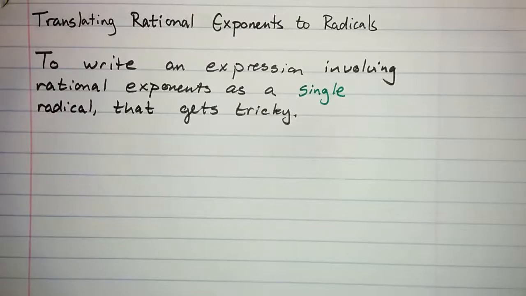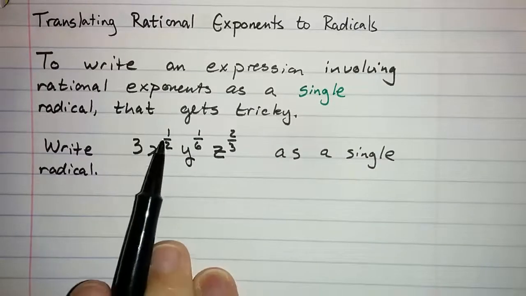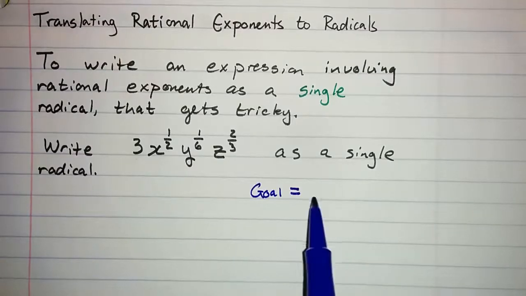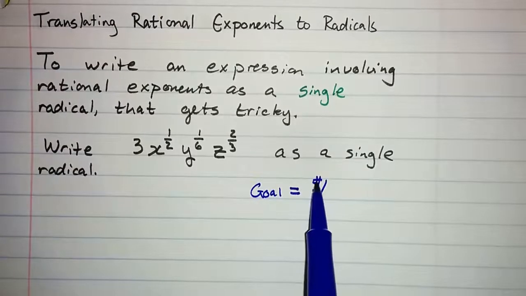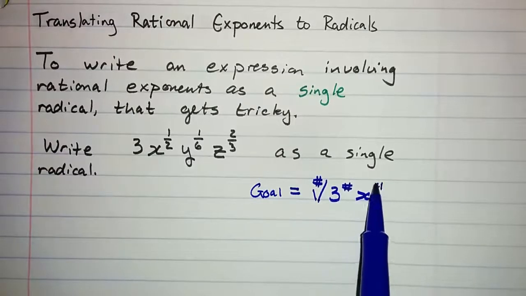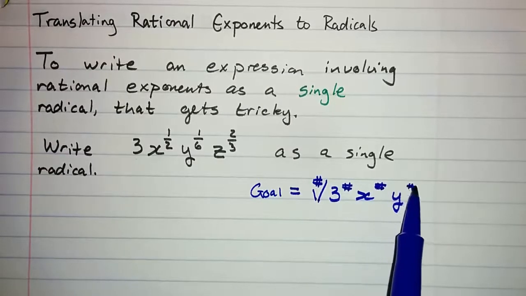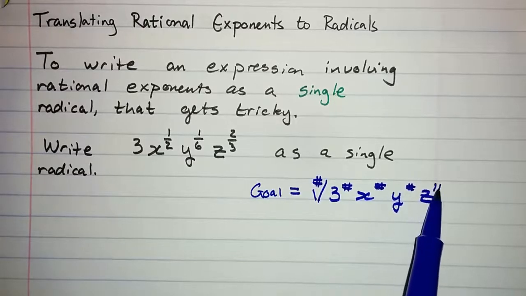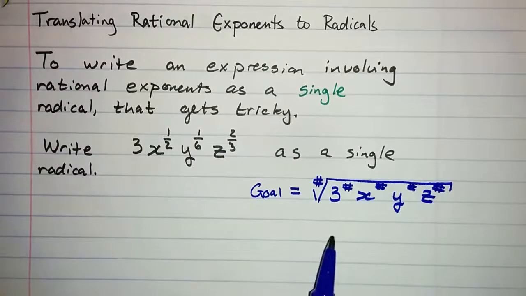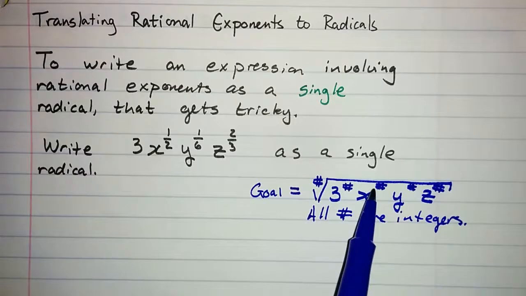Let's suppose we want to write 3x to the 1/2, y to the 1/6, z to the 2/3 as a single radical. What does that mean? Our goal is to say some root of 3 to some power, x to some power, y to some power, z to some power is equal to this expression, where all of these numbers are integers.